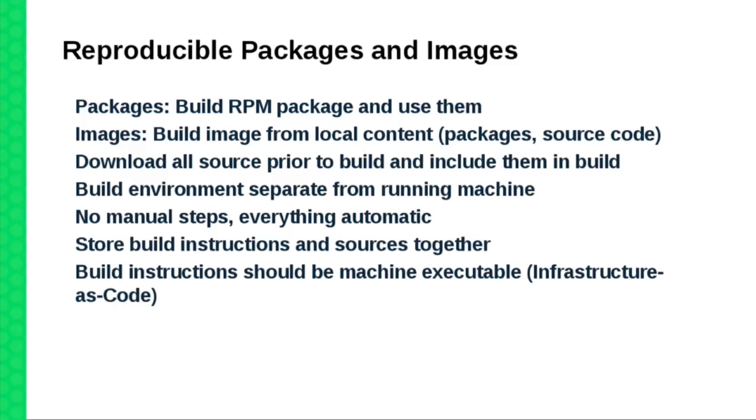So speaking about reproducible building of packages and images, if you're doing it with RPM packages, they normally don't download anything from the internet. You can build an RPM package and use that and deliver it and have it for others to reuse. On an image, you can also build everything from local content, both from packages and source code, and take care that you have everything via proxy or a local repository. And it basically boils down to downloading everything, all the source code that you need, prior to building, and then doing the build and archiving what you did, what you downloaded.